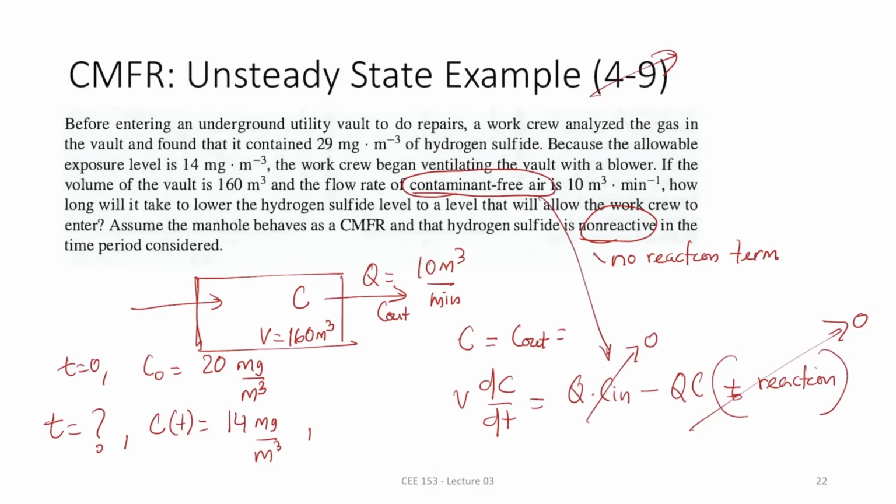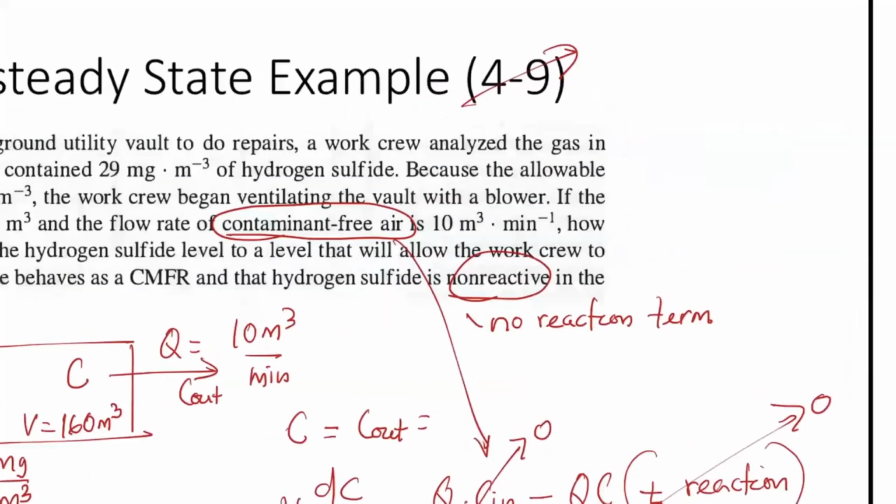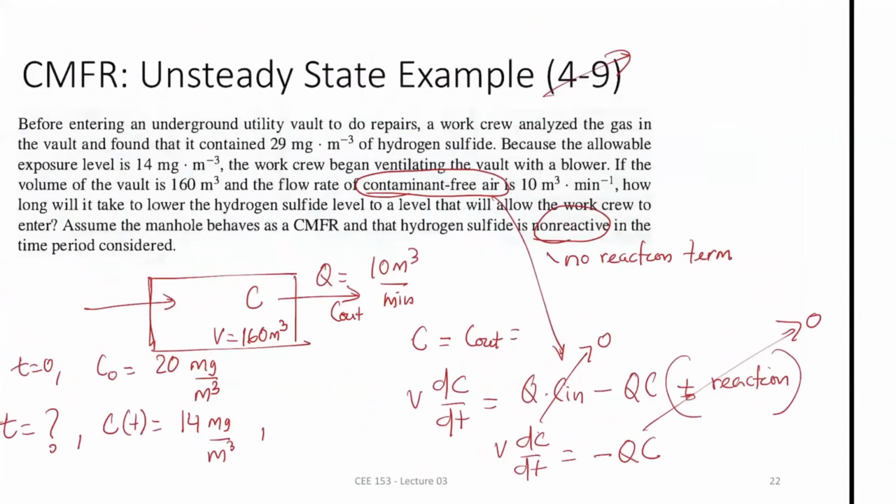So now all you have is this term. V dc by dt is minus QC. You just have to solve for it. There is no space, so I'm going to solve it here. We did it so many times, so I'm just going to write the final answer. dc by dt is minus q by v dt.